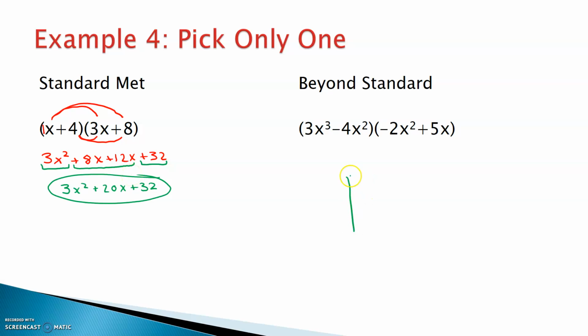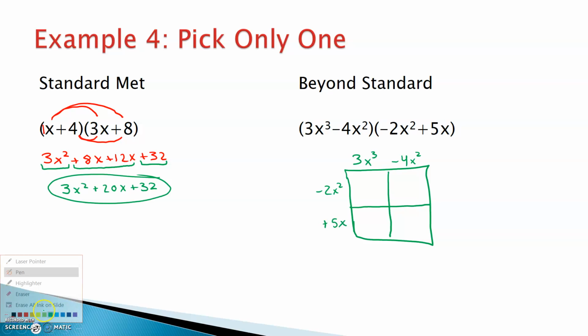All right. Beyond standard, let me set up my Punnett square. All right. There we go. Nothing too fancy. All right. 3x to the third goes up top. Minus 4x squared. Okay, negative 2x squared goes on the left, and then positive 5x on the bottom down there. Okay, let's fill in everything we know. 3 times negative 2, that's negative 6. Now you have x to the second and x to the third. That means I add those exponents, I get x to the fifth.